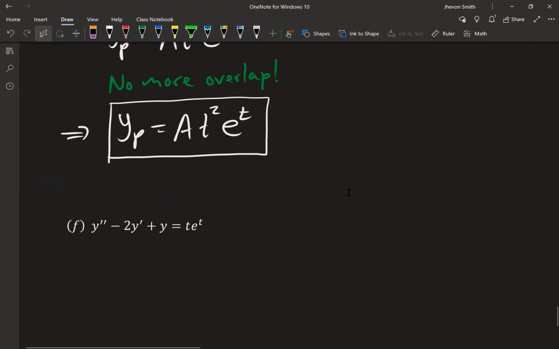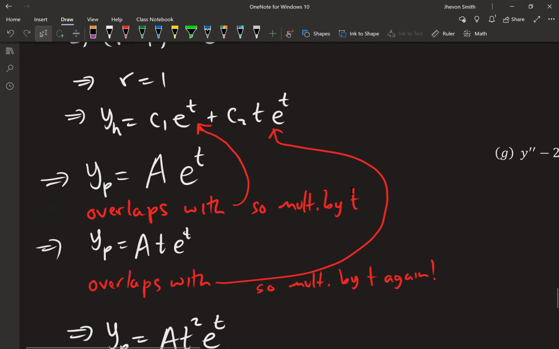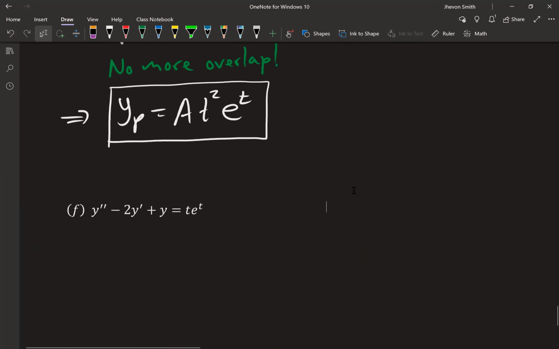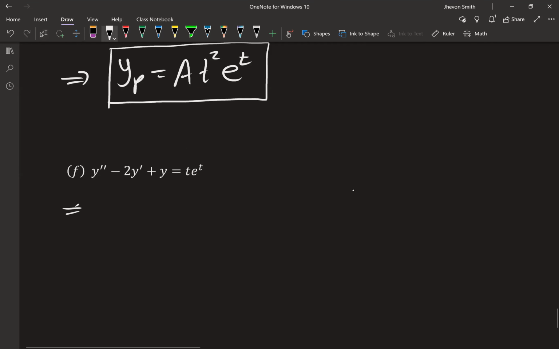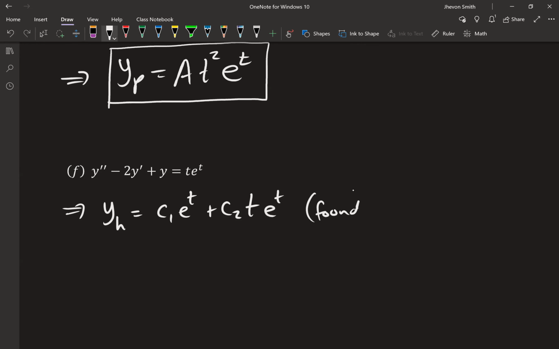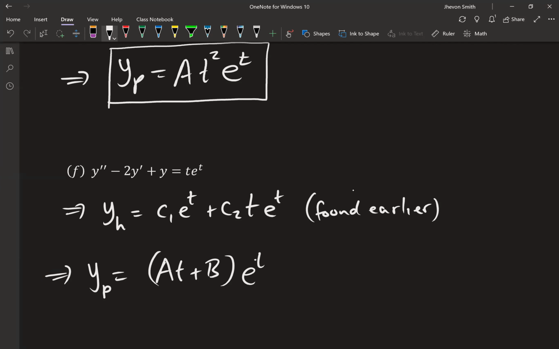So now notice that the left side looks just like the left side here. So the homogeneous solution is going to be the same. So notice that this looks like YH equals C1 e to the t plus C2 t e to the t, found earlier. So I'm not going to show you how to find that again. Now I do my initial guess, YP. My G is a first degree polynomial times an exponential. So my initial guess is going to look like this, (At plus B) e to the t.